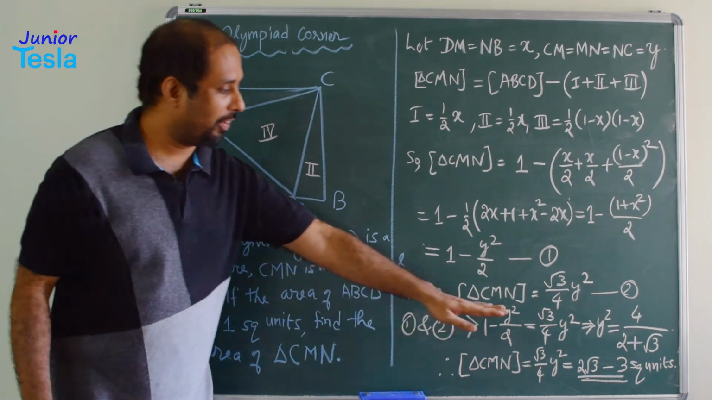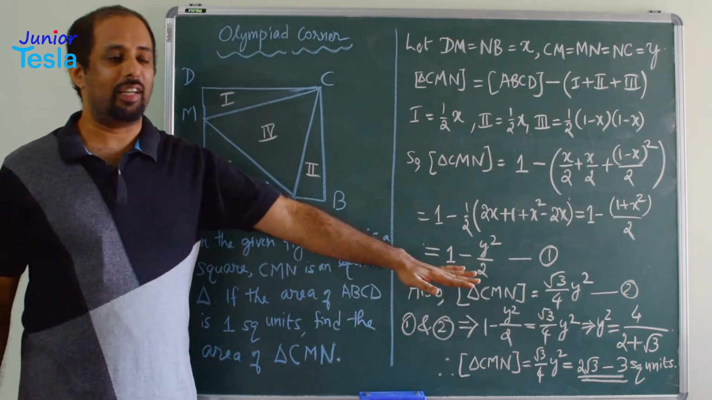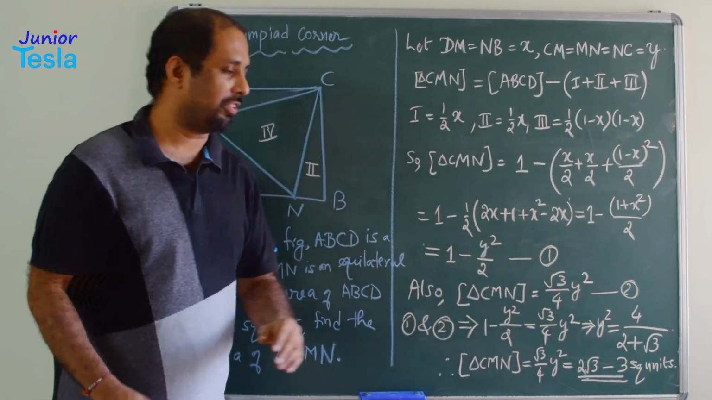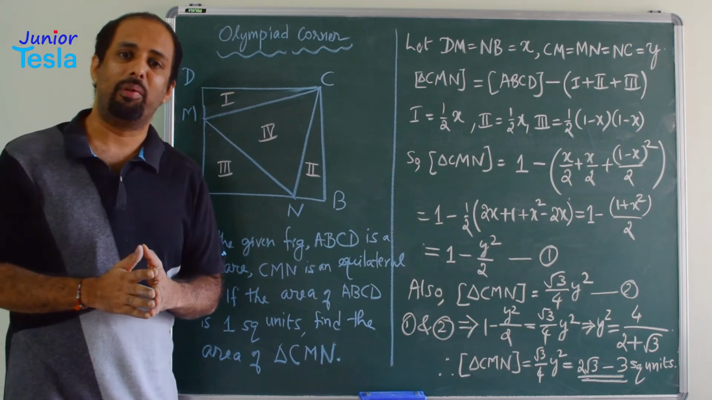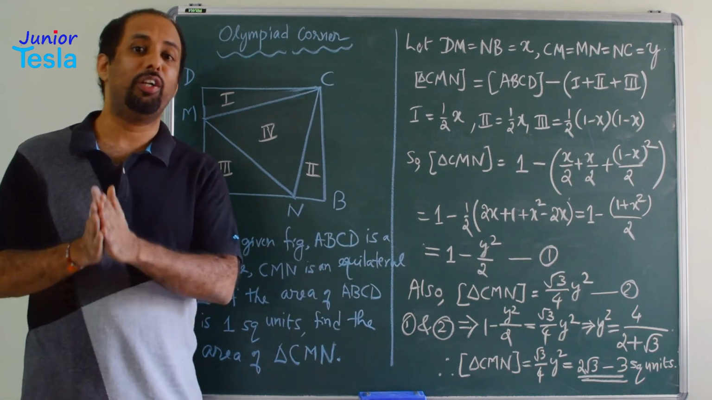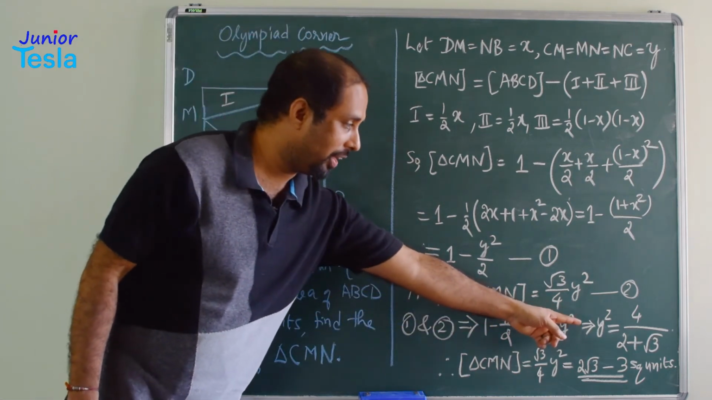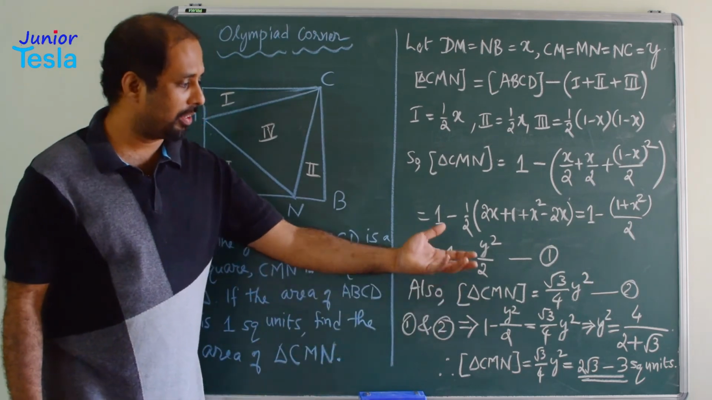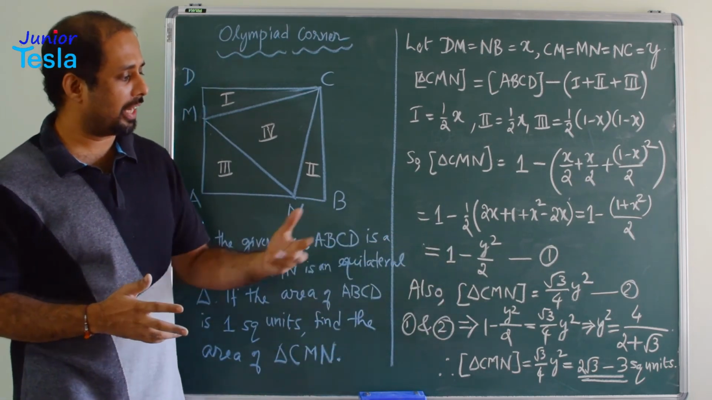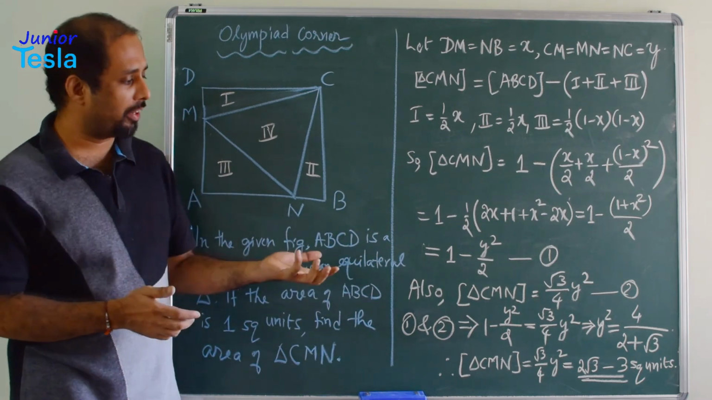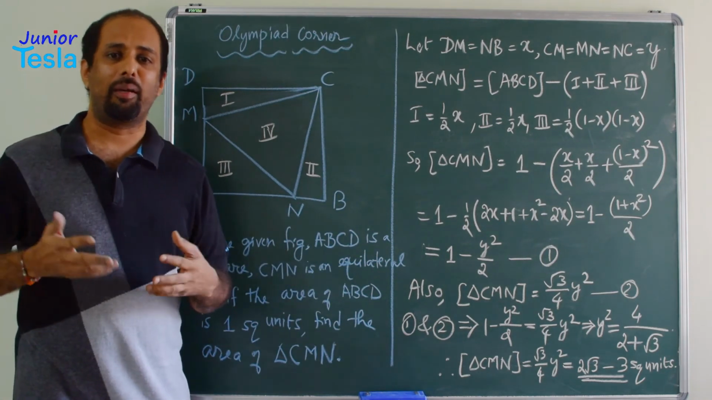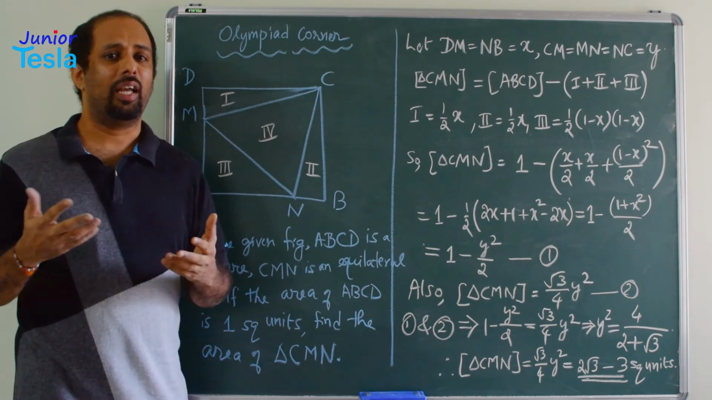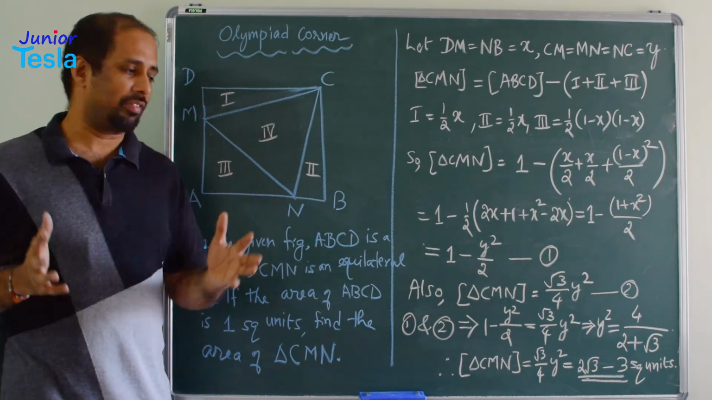So, we have got the value of y square, keep it as it is and just substitute that in the second equation. So, the area of triangle CMN is equal to root 3 divided by 4 into y square, and in the place of y square we will write 4 divided by 2 plus root 3. Now, you can rationalize the denominator, because in the denominator we have 2 plus root 3. So, you can take the multiplying factor 2 minus root 3 and multiply and divide.